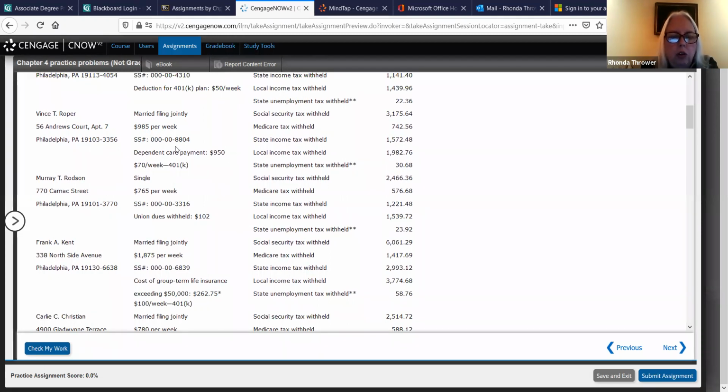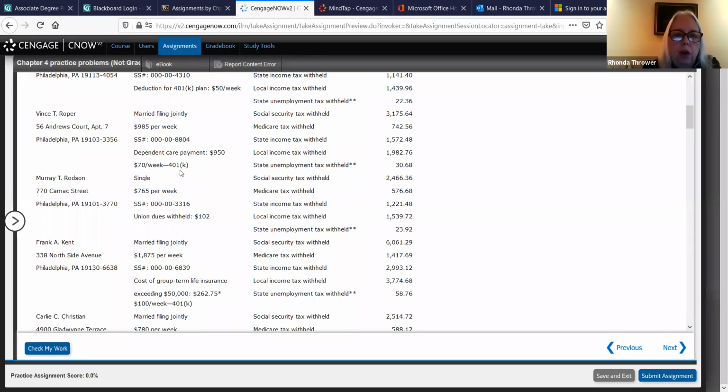This is his Social Security number. He also has $950 deducted from his paycheck for a dependent care payment. This is one of those other things that you have to list in the other category on the W-2 form. He also has $70 a week deducted for a 401k plan.